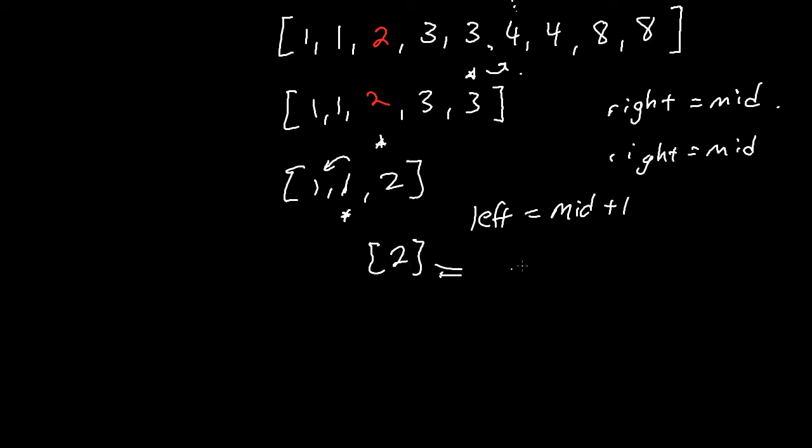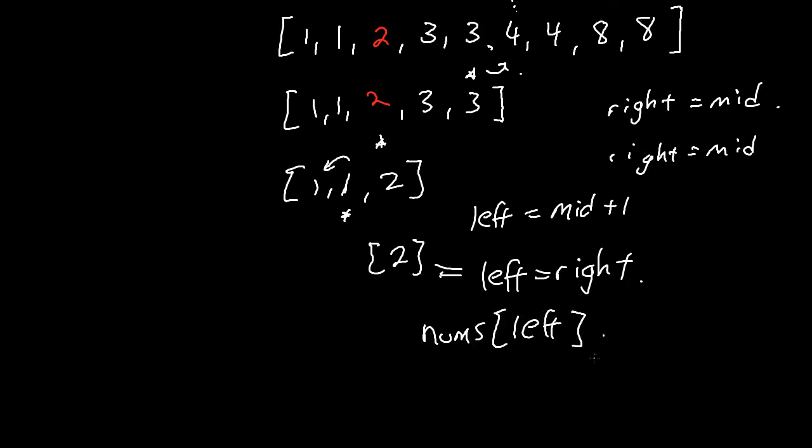So at this point, we have left equal to right. We're bounding on the same element here. Both sides agreed that one element looks fishy, and this is the element that we'll return. So we'll return nums at left.